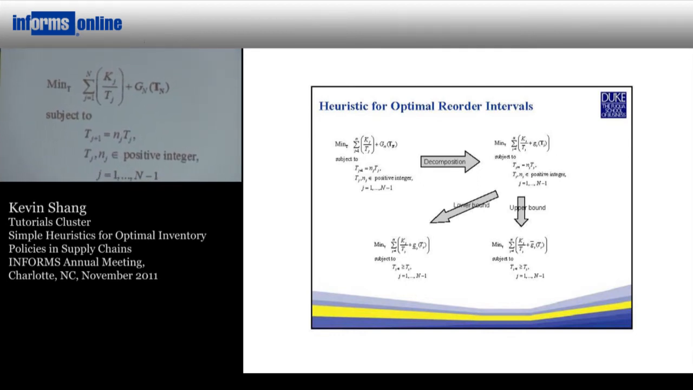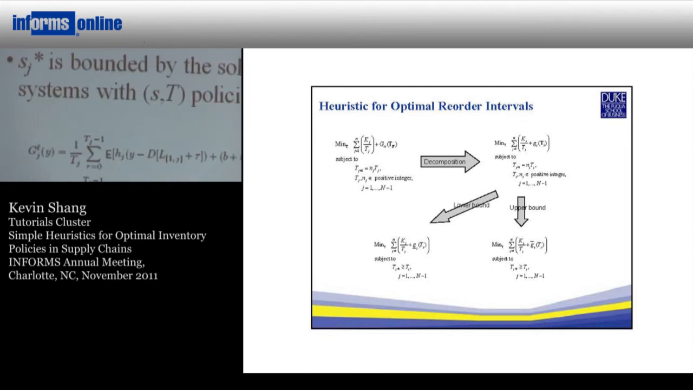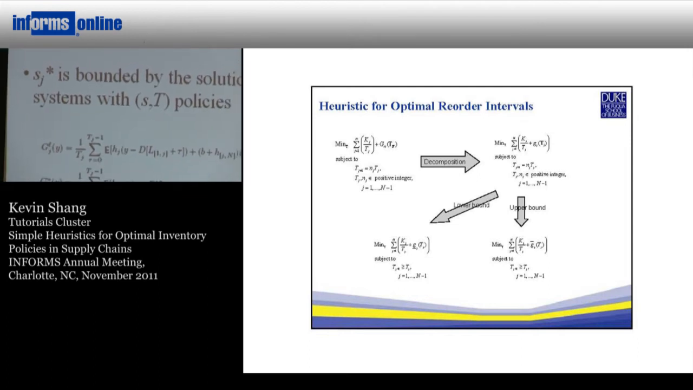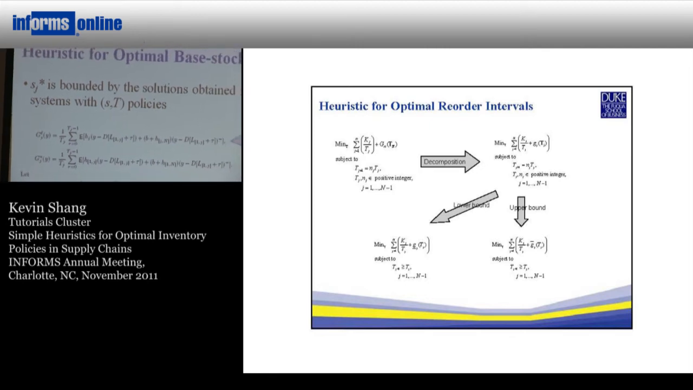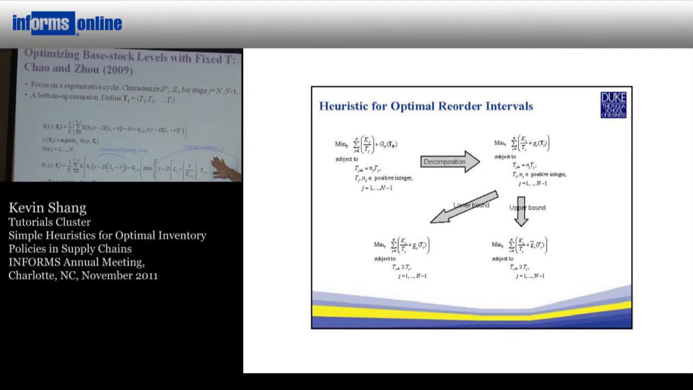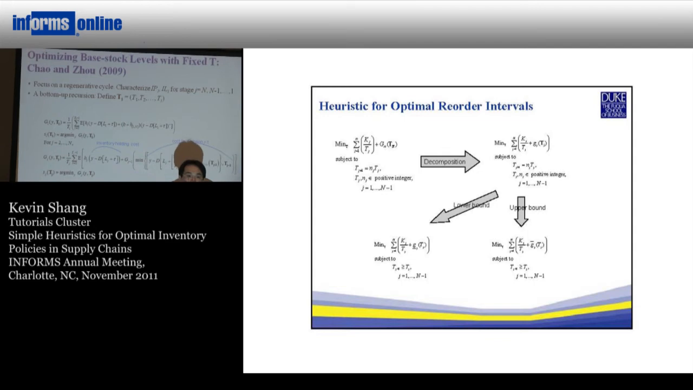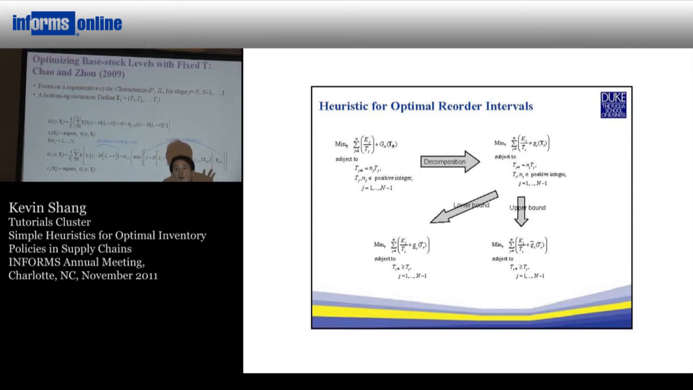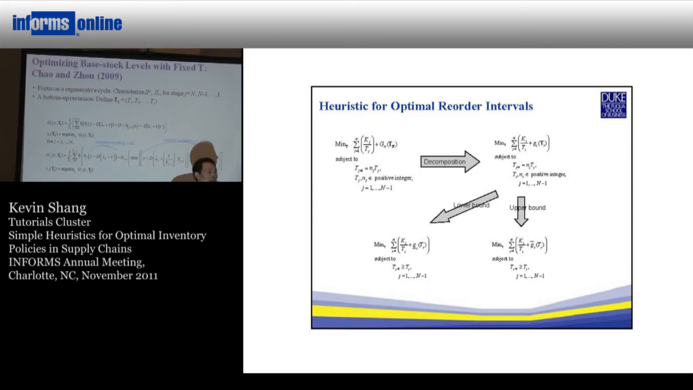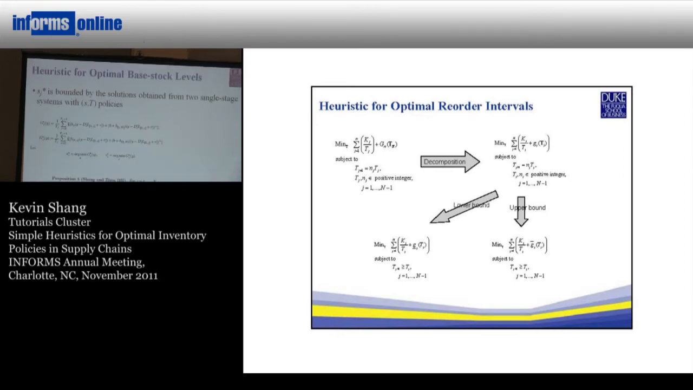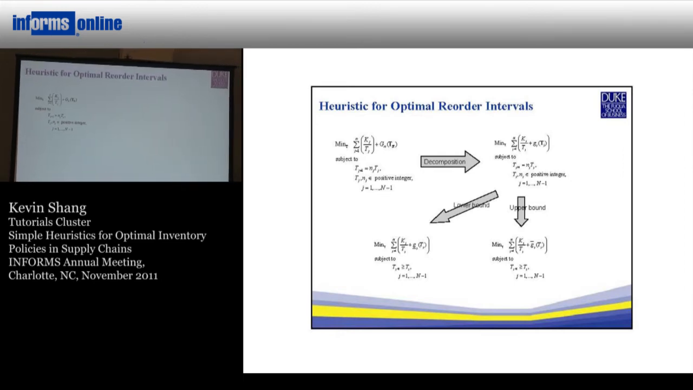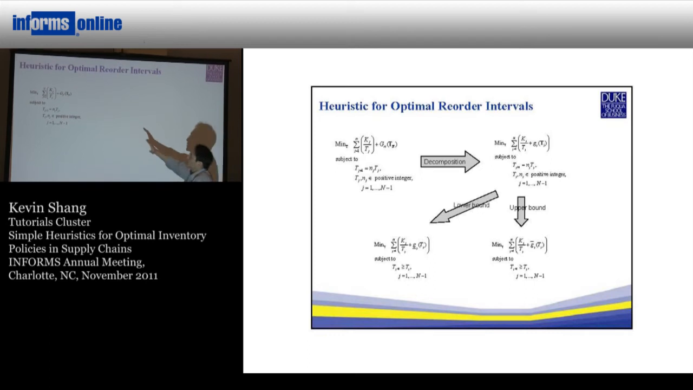So if you go back to the earlier formulation, as you recall, in this previous slide, I said, okay, if you give me a t, I can find out the optimal base stock level. So finding the base stock level is not a problem. So our question is, how do we get an approximation for t? So this is the problem.